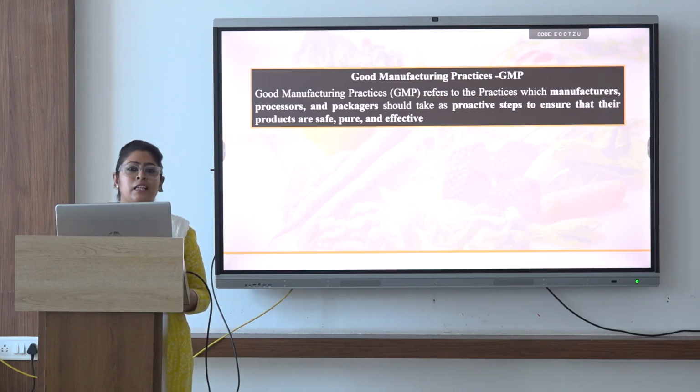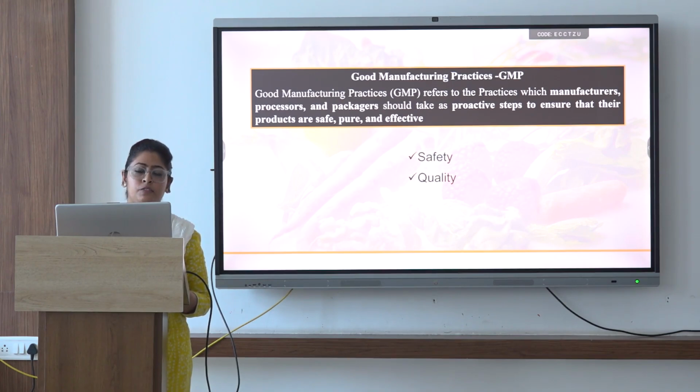That means during the production of any product in a food industry, you should follow these practices which are preventive, that is proactive in nature, and which will ultimately make the final food product safe for consumption, having good quality as well as the effectiveness for which the product is meant. So these good manufacturing practices actually ensure safety as well as quality in the food product.